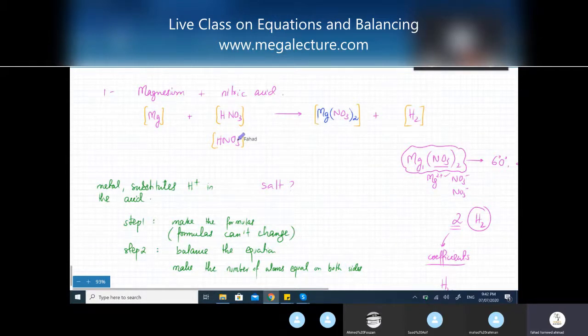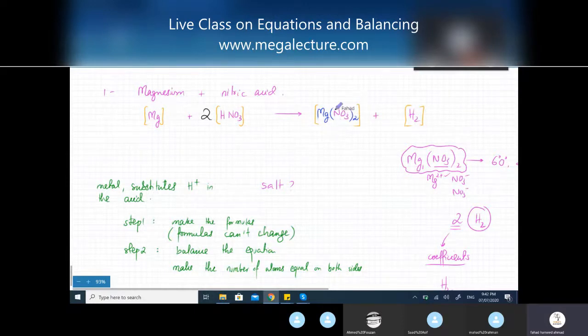So remember what is meant by the coefficient. The coefficient is, you just multiply the number of molecules. You don't change the formula. So let's put a 2 over there. And now everything would pretty much be balanced in this. Because if you look at NO3, you can look at NO3 together, or you can look at the elements separately.